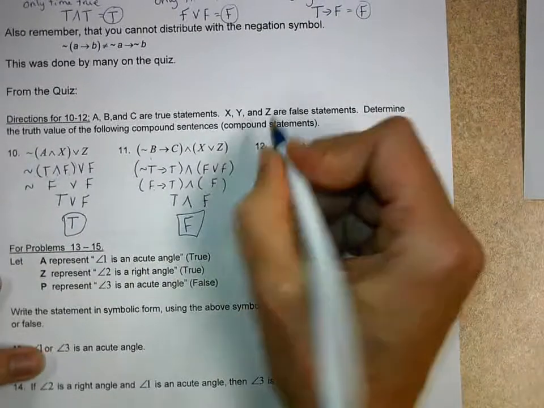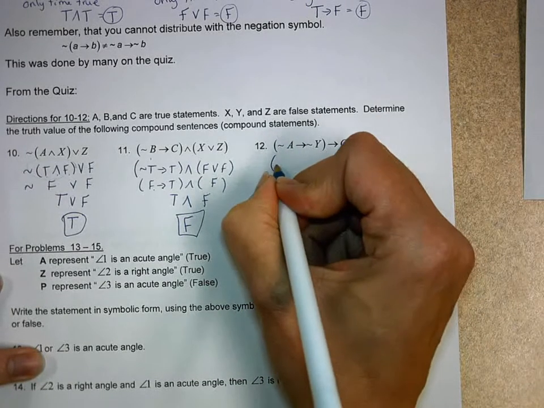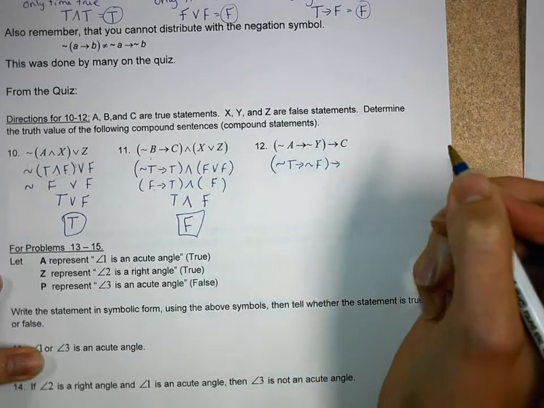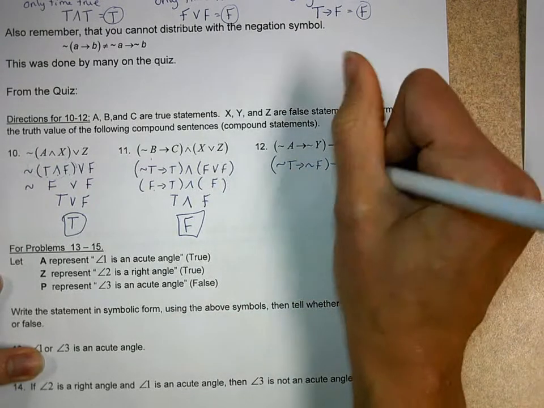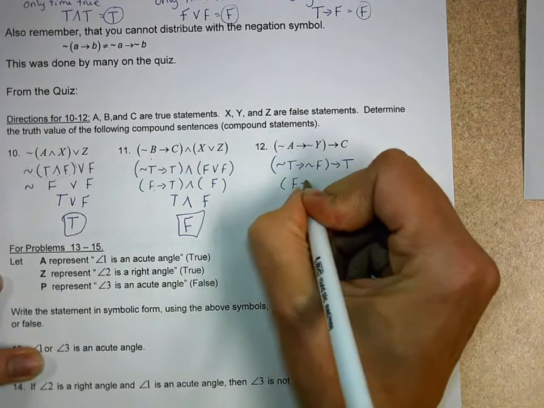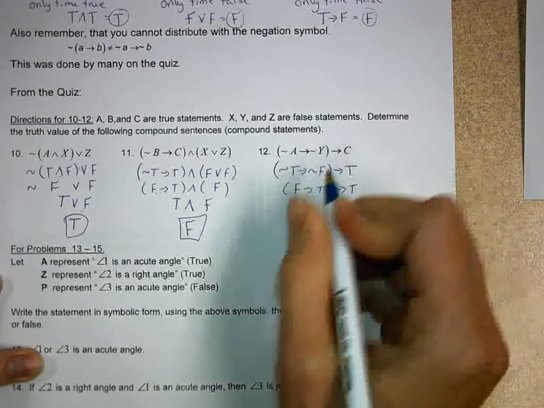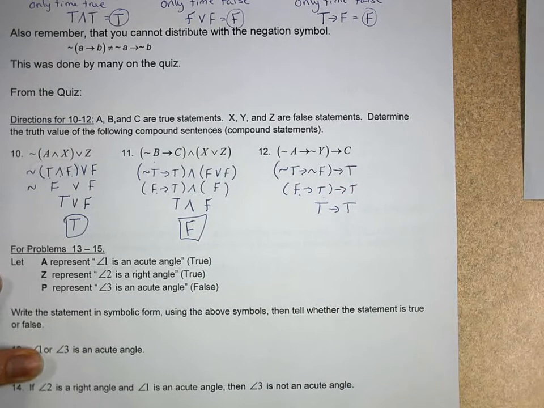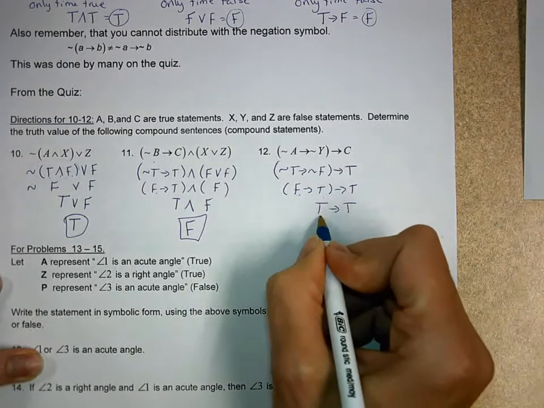All right, our next one, I have not A, so that's going to be not true, then not false, then C is going to be true. So in this case, it's going to be a false, then true, then true. Okay, false, then true is still true, then true. All right, so false and true is true, and then true.